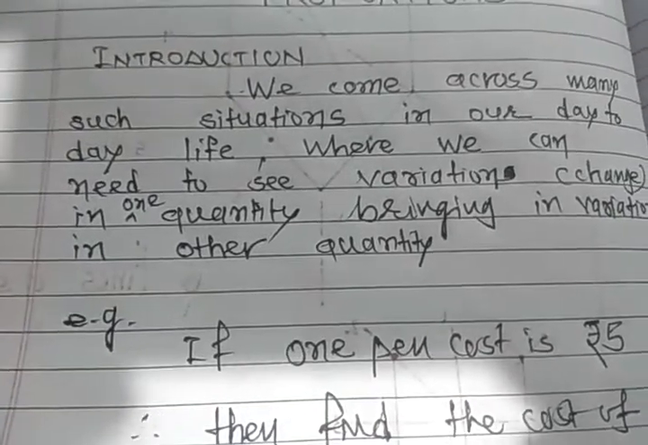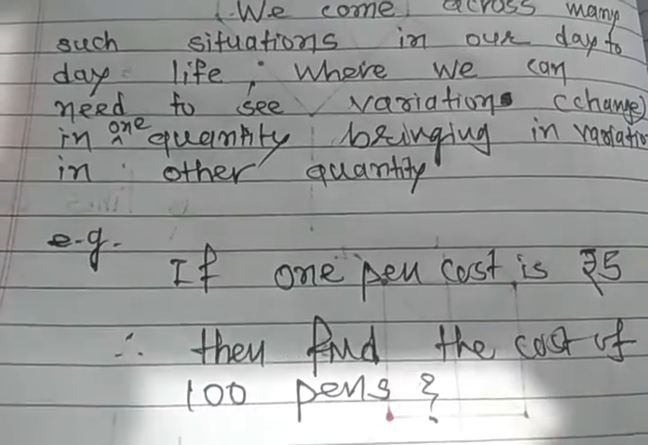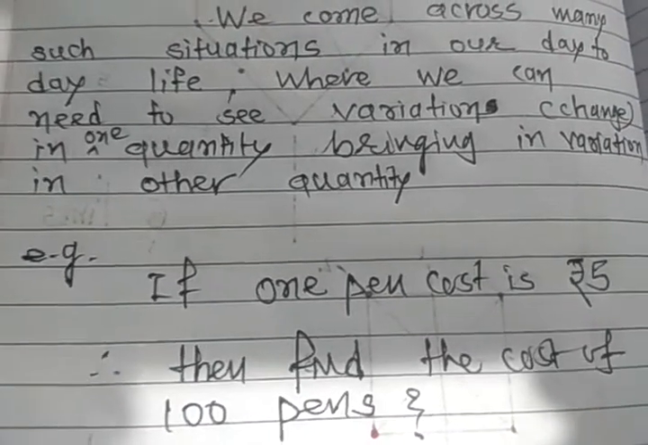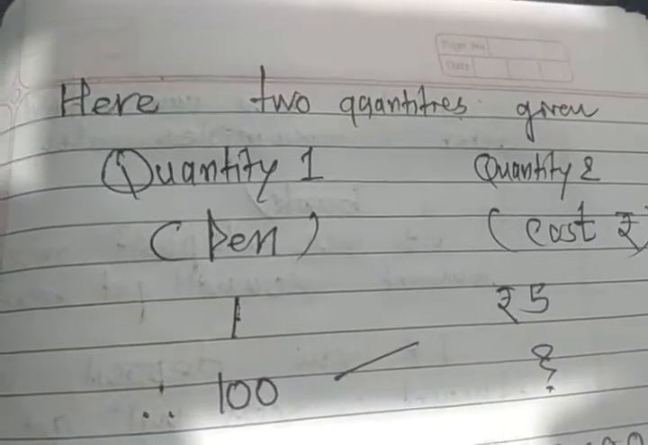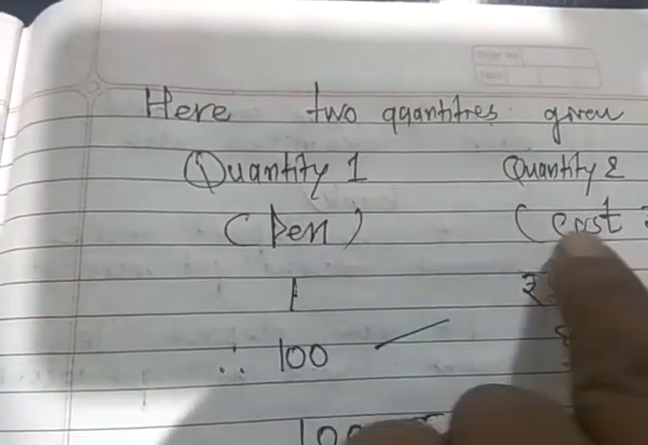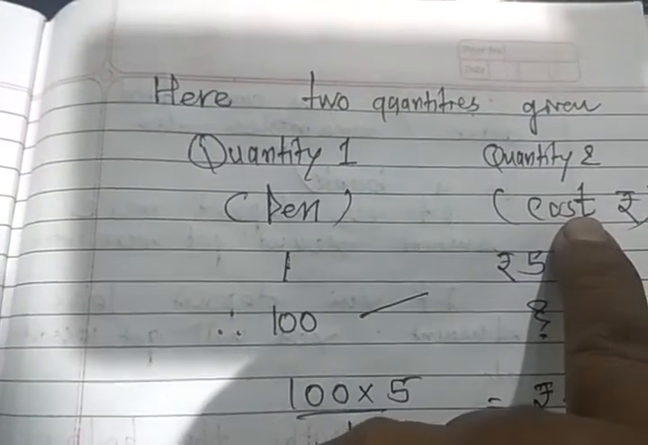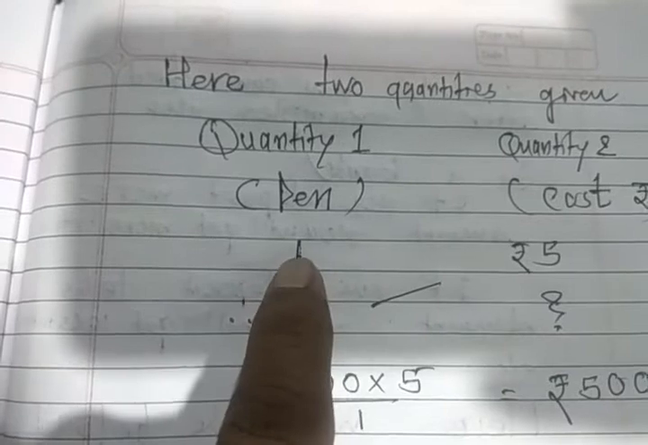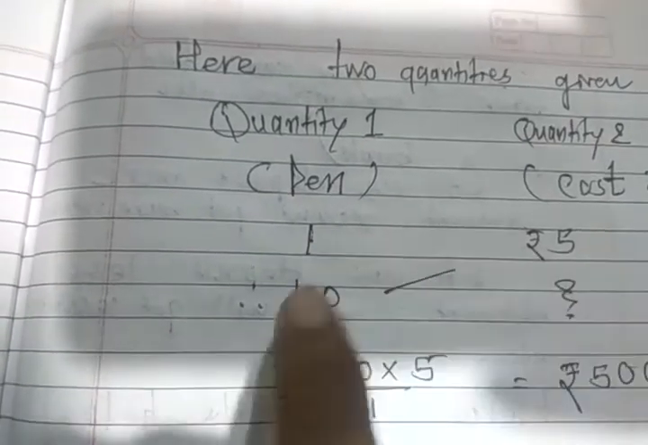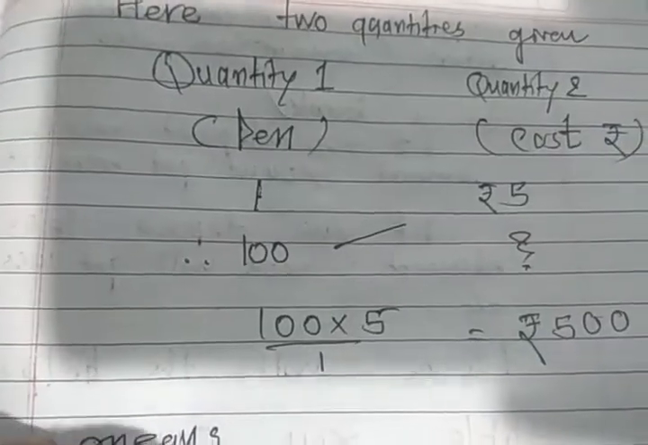if one pen costs 5 rupees, then find the cost of 100 pens. Here you see two quantities are given. Quantity number 1, that is pen, and quantity number 2, that is cost. First of all, we have to find out the quantities. Now one pen is equal to 5 rupees, and therefore 100 pens is equal to how many rupees? That is the unitary method, right?